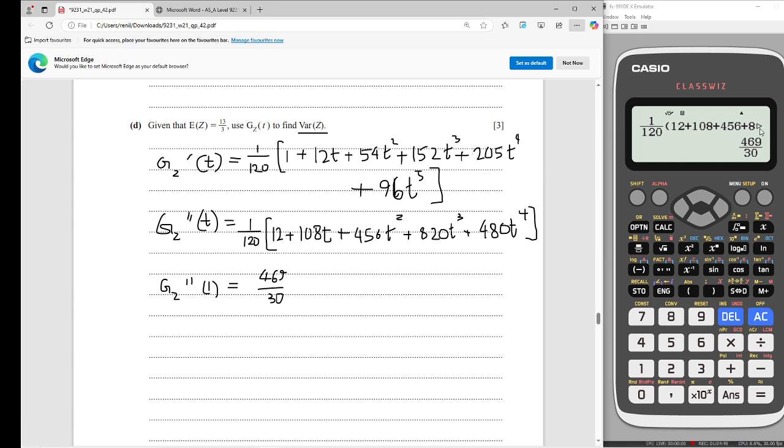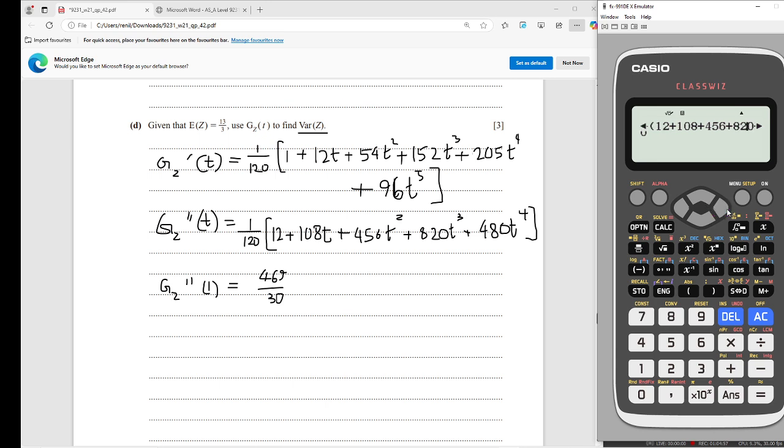108. So the value is going to be about 15.63. Yeah, should be fine.